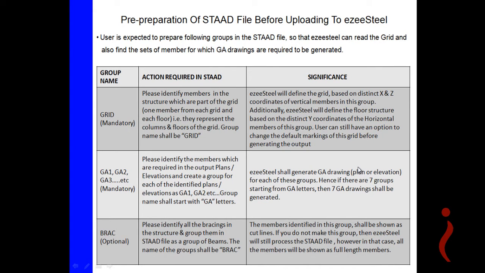So after the grid and GA groups are made, the user can also create the group for all the bracings in the model. When this group is created, the members in this group are shown as cut lines in the EzeeSteel GA drawings. This is an optional group, so even if you don't make this group, EzeeSteel shall still proceed, but in that case all the members shall be shown as full length members. Now again we'll go to STAAD and see how this bracing group can be made.